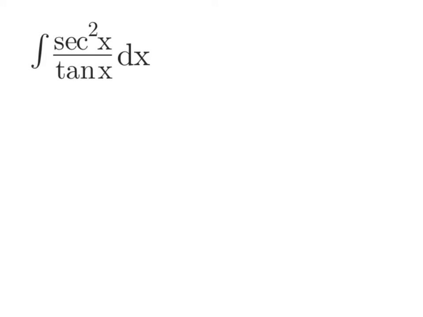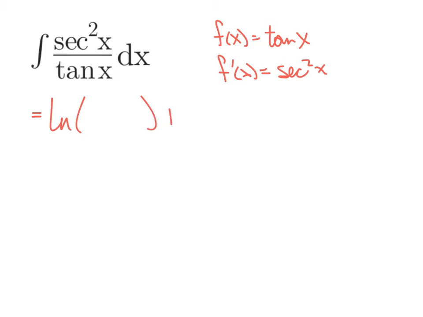If we want to find the indefinite integral of secant squared of x over tangent of x dx, what we recognize is that if my denominator is a function, tangent of x, and its derivative then is going to be secant squared. So we recognize that our numerator is the derivative of the denominator, and that means that we get to jump straight to the answer being natural log of our denominator, natural log of the tangent of x.